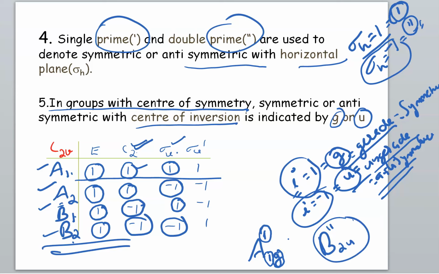What does this mean? This means that this representation is one-dimensional because the letter is B. But it is anti-symmetric to the principal axis because we are using the letter B. And anti-symmetric to the first vertical plane or subsidiary axis, therefore B2. And anti-symmetric to the horizontal plane, sigma h, and anti-symmetric to the center of inversion I. Here the prime is for symmetric to sigma h. Okay, and that's about the Mulliken symbol.